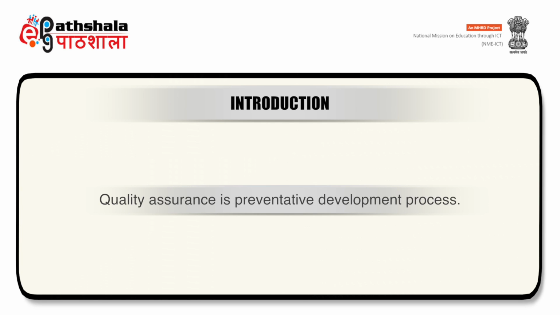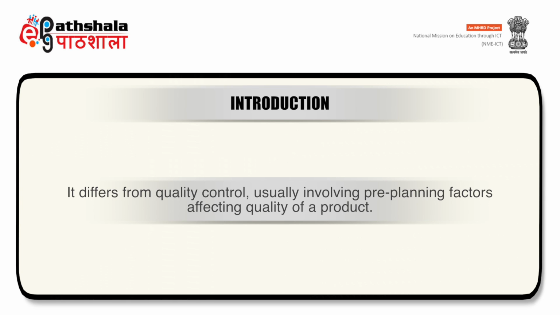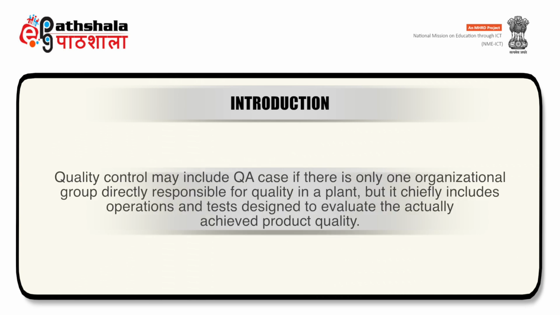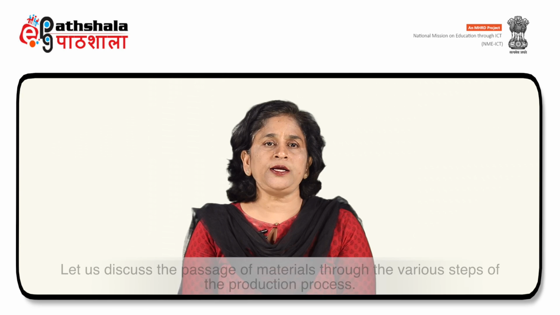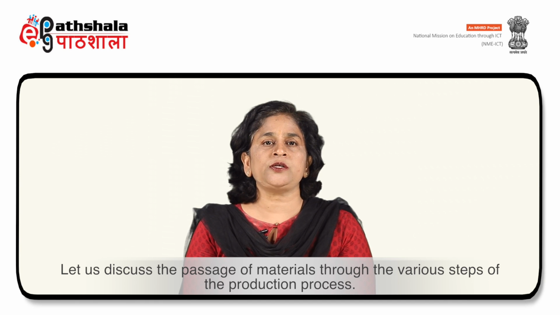Quality assurance is preventative development process. It differs from quality control, usually involving pre-planning factors affecting quality of a product. Quality control may include QA in case there is only one organizational group directly responsible for quality in a plant, but it chiefly includes operations and tests designed to evaluate actually achieved product quality. Let us discuss the passage of materials through various steps of production process.